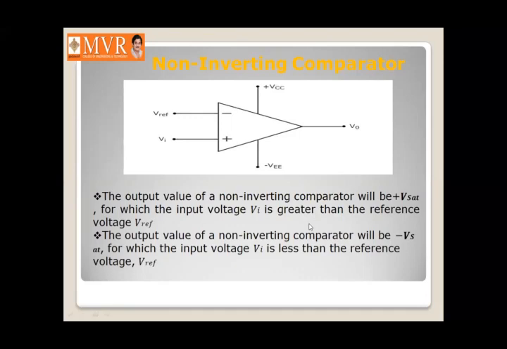So in case of non-inverting, you can see the reverse operation. In the inverting case, whenever the input is greater than the reference voltage, the output will be minus Vsat. But here, whenever the input is greater than the reference voltage, the output will be at plus Vsat. And whenever the input is less than the reference voltage, the output will be minus Vsat. So in this way, the non-inverting comparator is going to produce the output between plus Vsat and minus Vsat.